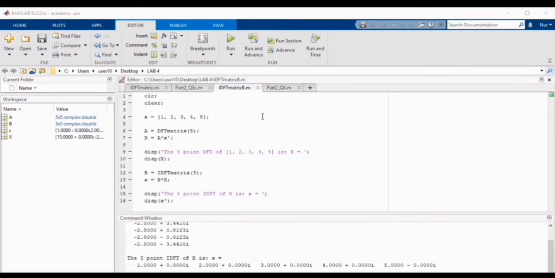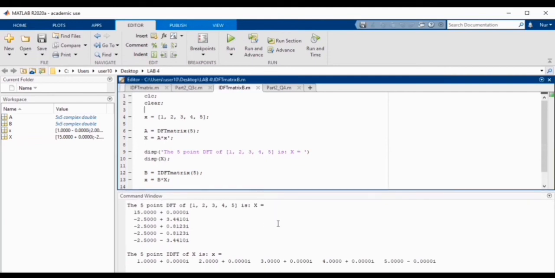From this part, the DFT can also be implemented as a matrix vector product, and to see this we will consider the equation X equal to Ax. Then we will enter the MATLAB code to get the 5-point DFT and IDFT of 1, 2, 3, 4 and 5 as x equals this. So we can get the result in the command window here.